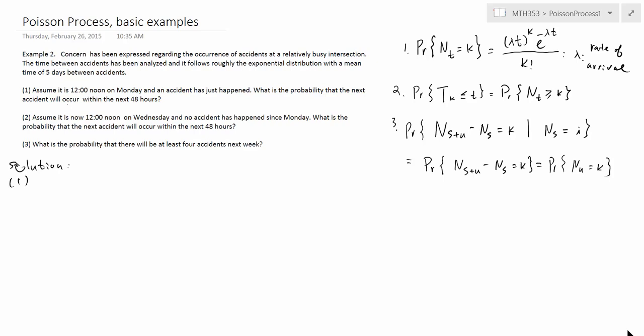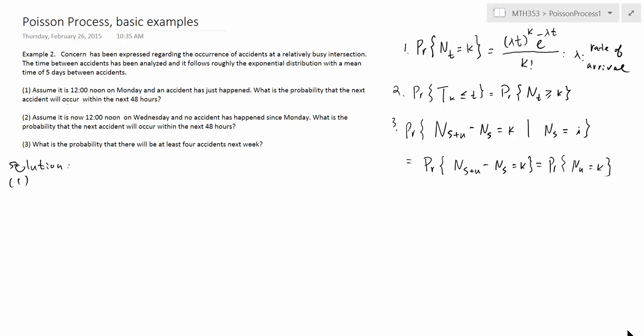Let's look at this example of Poisson process, how to calculate probabilities if we know some random process is Poisson. Okay, let's look at the problem. We are concerned that there are accidents happening at an intersection, and the time interval between accidents has been analyzed, and it follows roughly the exponential distribution. We know that's important, with a mean time of 5 days between accidents.